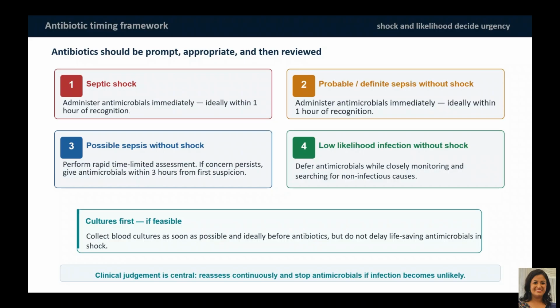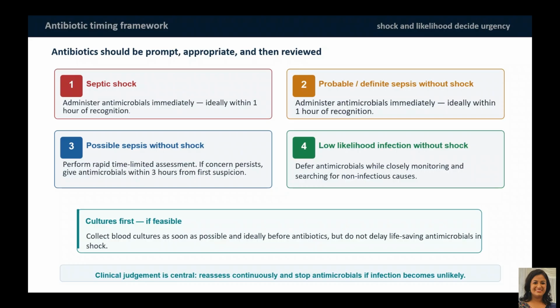One is if the patient is in septic shock for sure, you have to administer antibiotic within the first 1 hour. Okay, if there is probable or definitive sepsis, even if the patient is not in shock, then also you have to administer antibiotic during the first 1 hour. If it's a possible sepsis without shock, then you can wait until 3 hours.